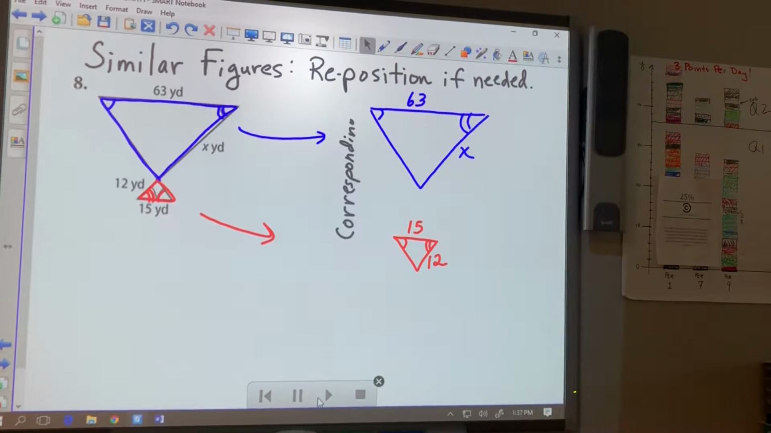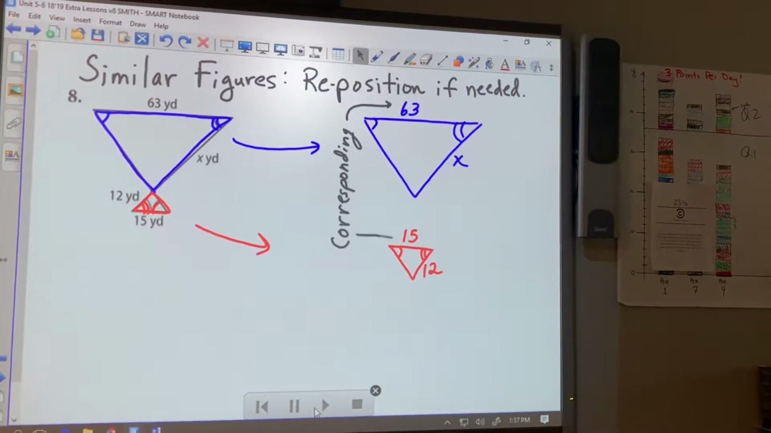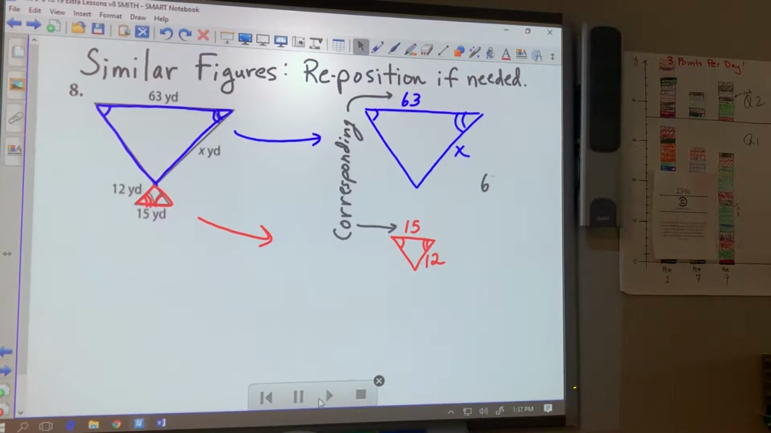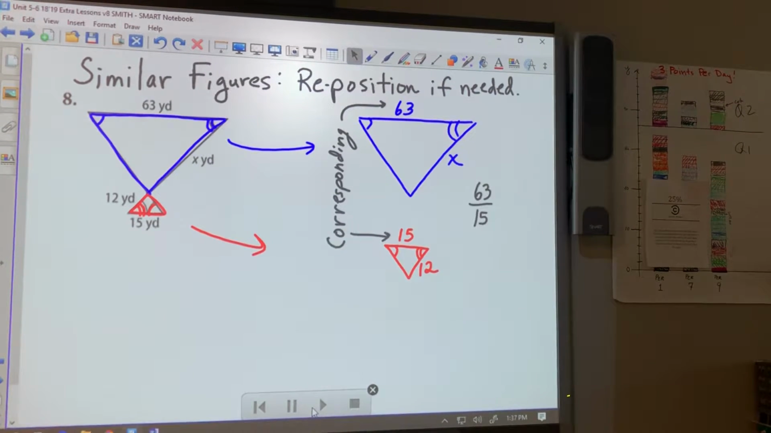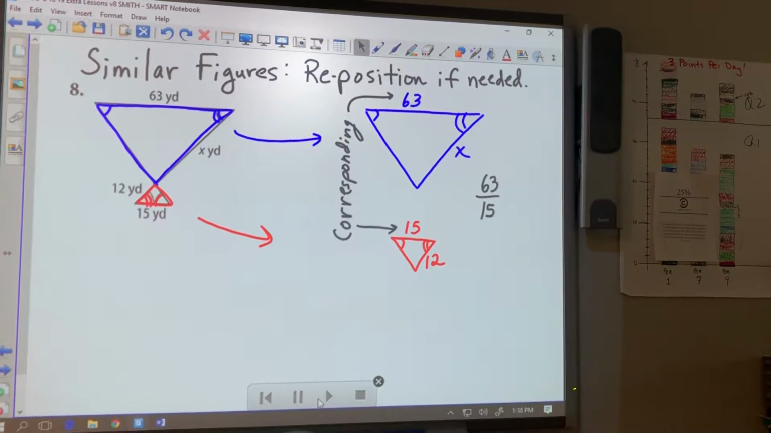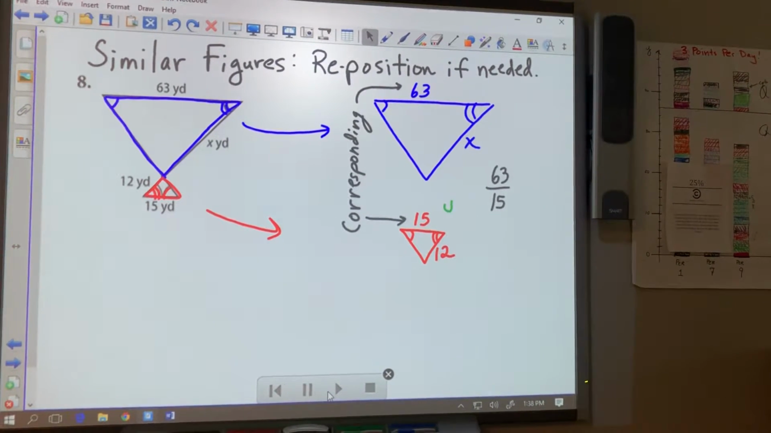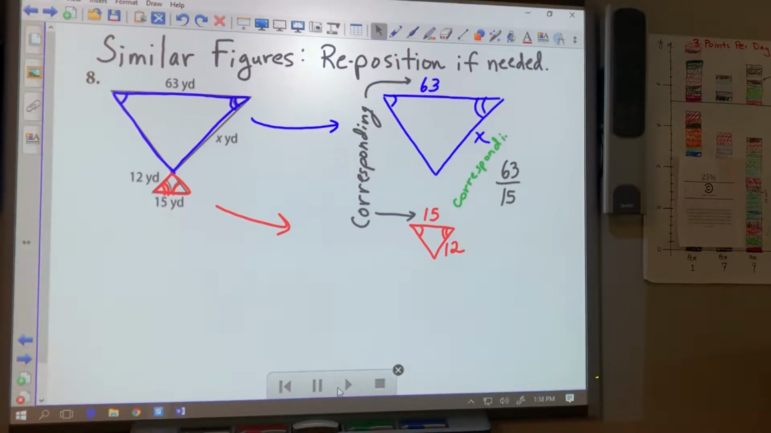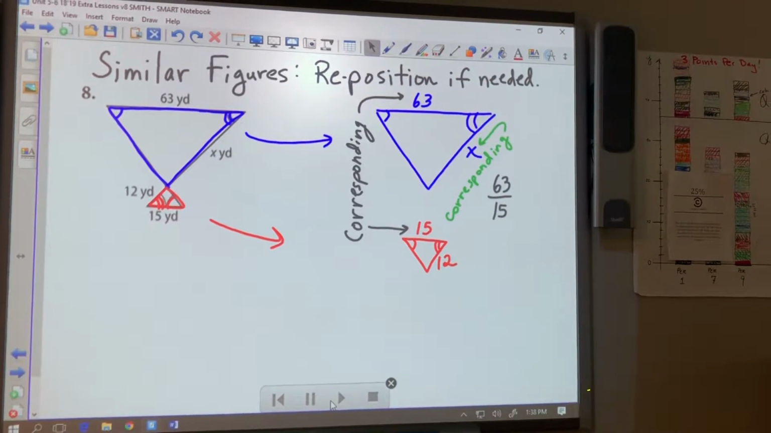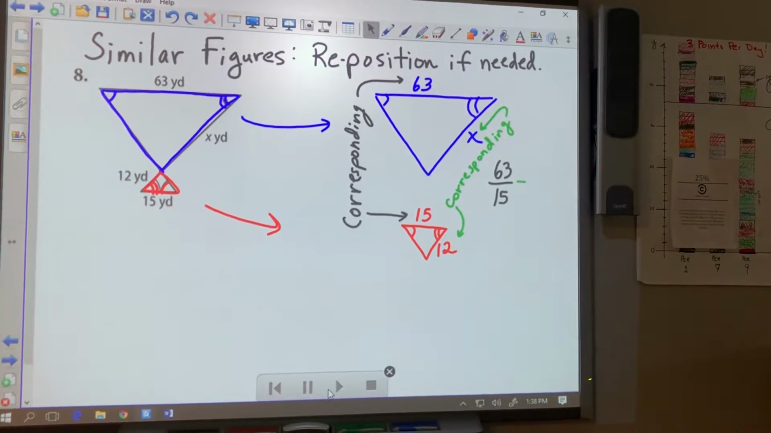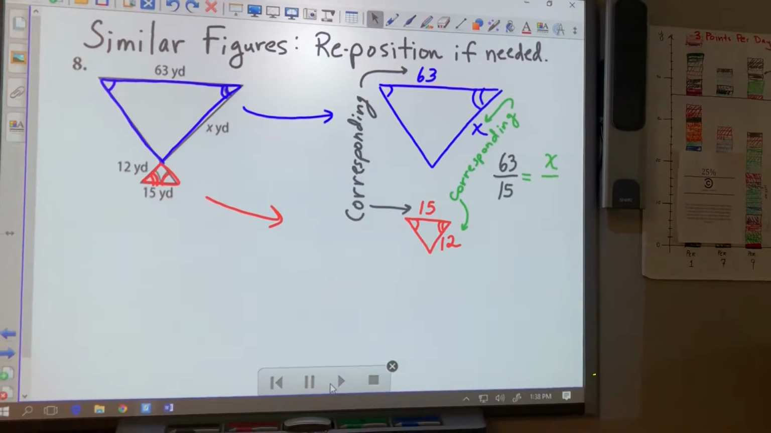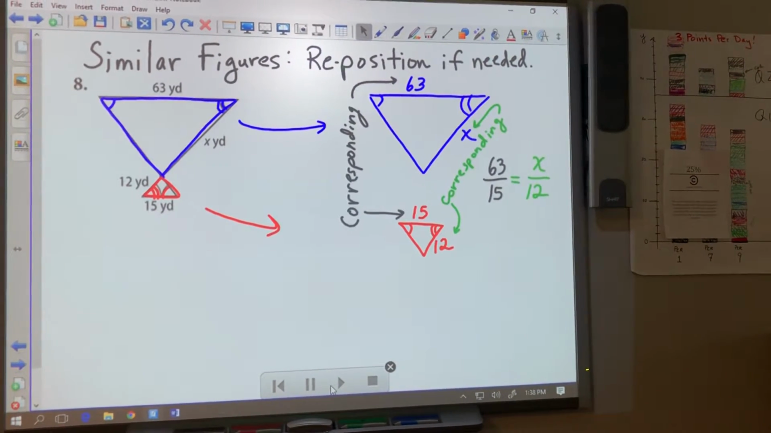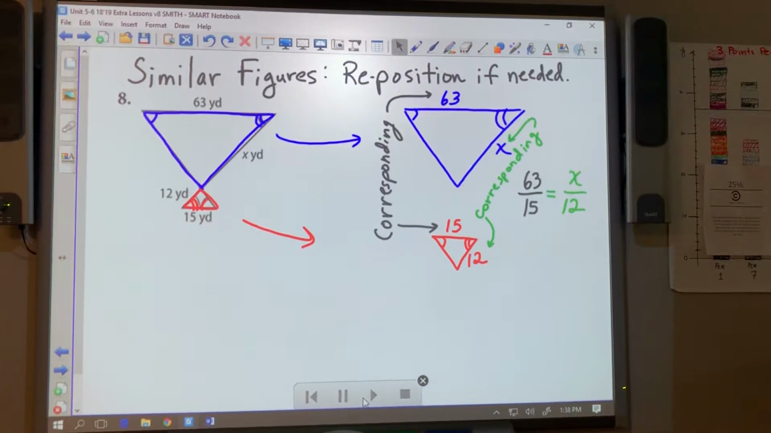Now the corresponding sides 63 and 15 would be the first ratio. And the other pair of corresponding sides will compare x to 12 in a ratio. It's important that you're consistent. So since I went from the big triangle to the little triangle as the top and the bottom, we're going to do that with the x and the 12 as well. And from here on in, it's a proportion, and you solve it however you normally do.